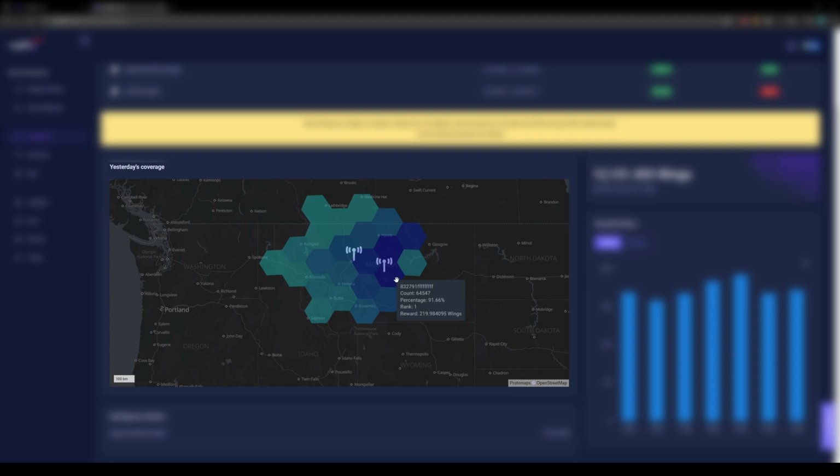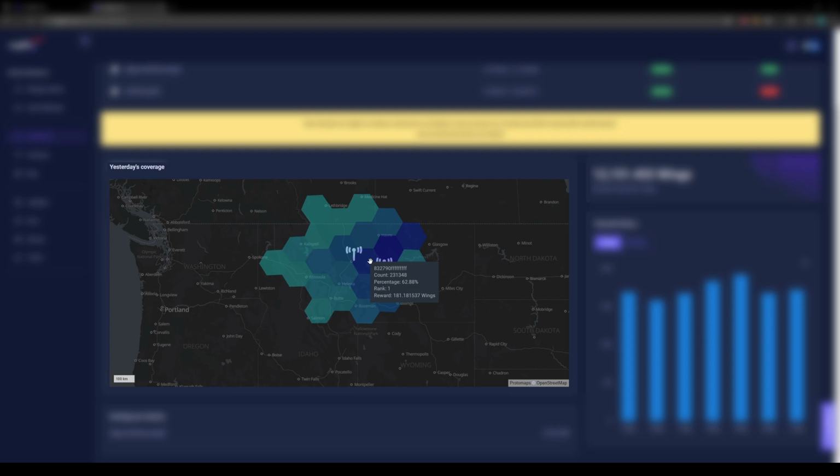I know based on the formula that there's more than one person contributing in this area because of their rewards being above about 190. But I see the same thing for this at 37,000. This hex has 231,000.